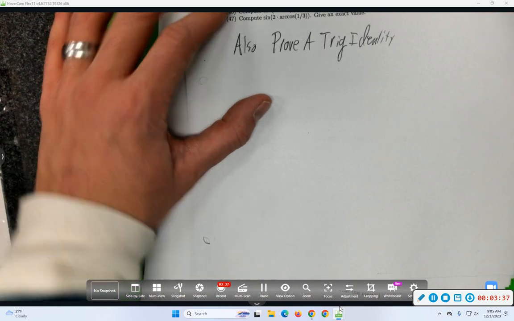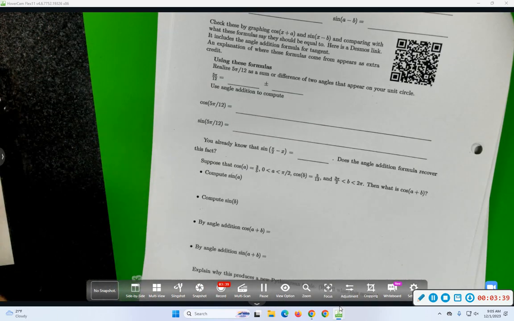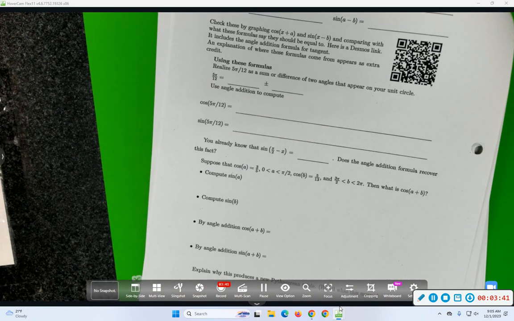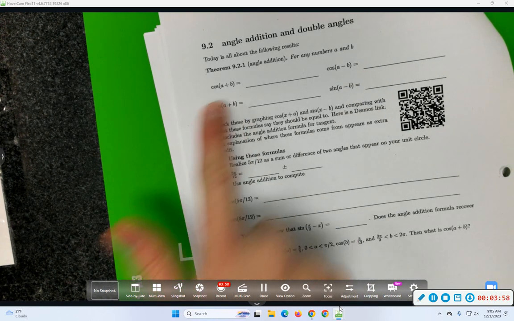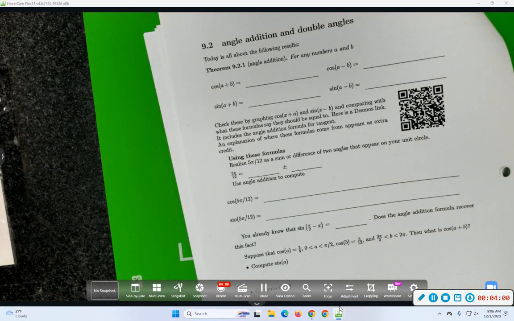I will also ask you to prove trig identities. Cool. So, let's talk about angle addition. The angle addition formulas say the following. If I give you two numbers a and b, then you can compute cosine of a plus b in terms of cosine of a and cosine of b.